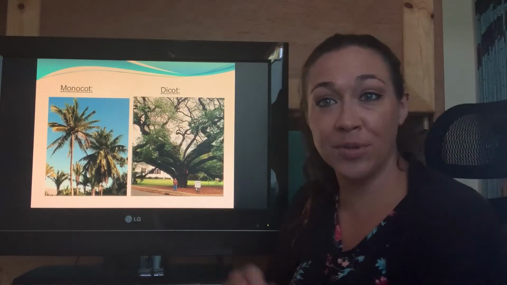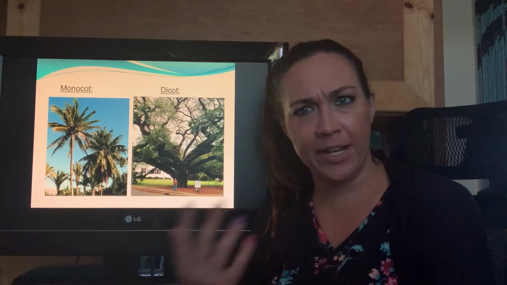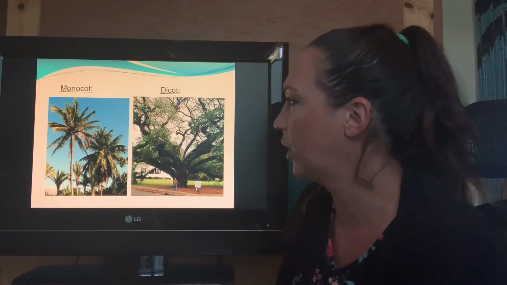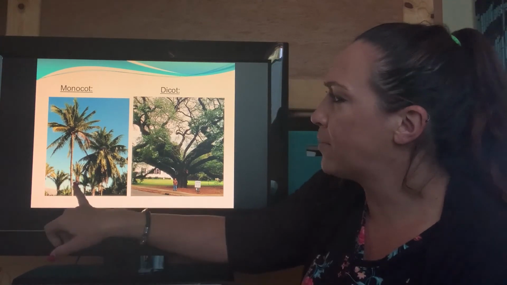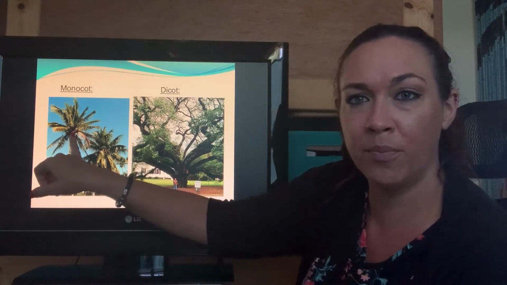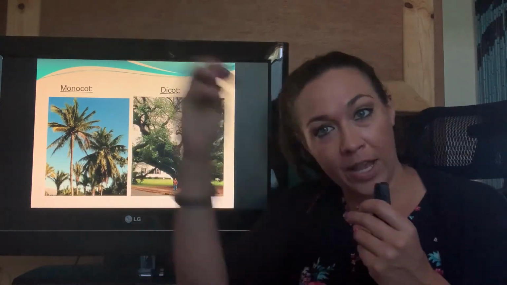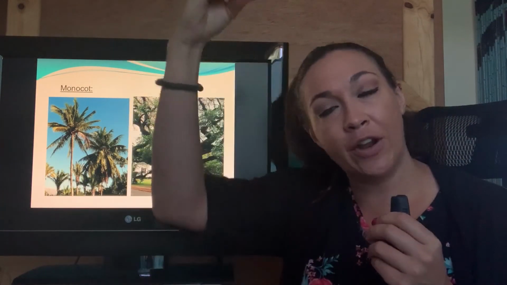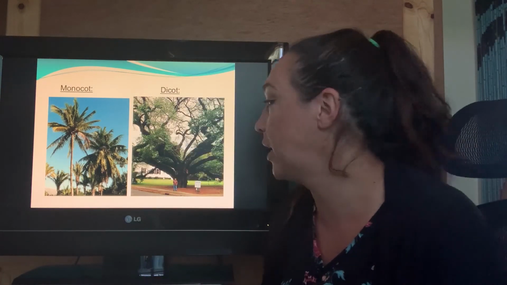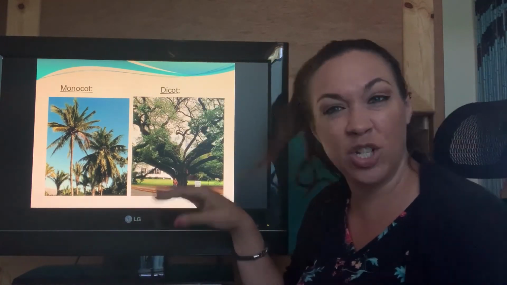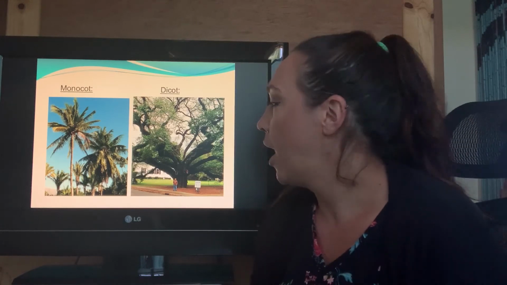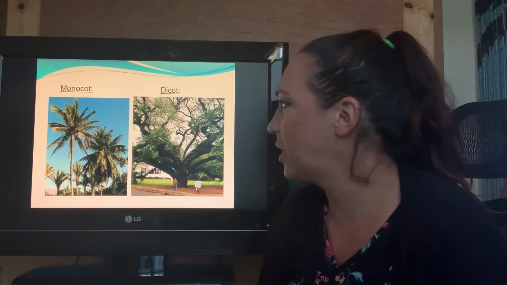Let's look at two examples of monocots and dicots. Again, very easy to identify once you actually know what you're looking at. So when we look at these monocots, if you were to actually look at these leaves, there are long, very, very parallel veins on those leaves. But if you were to look at one of these more complicated trees, they're going to be way more branched. So again, that's going to be the difference.